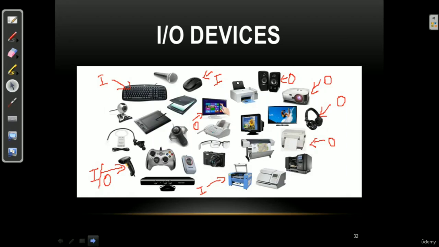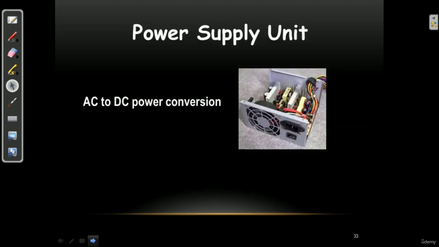Let's get to the power supply. Power supply is very important because no matter how good a machine I have made, if it is not having power, it will not go. Even in the earliest days, we needed the steam engine to run our difference engine or analytical engine or that kind of thing, right?